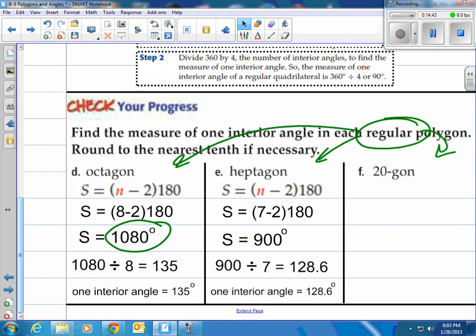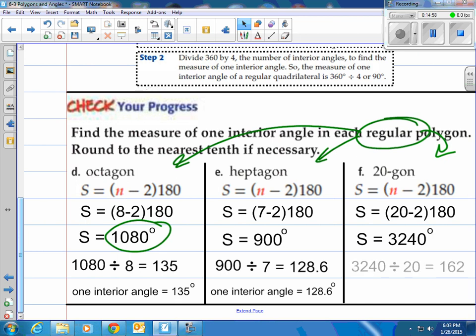All right, how about a 20-gon? 20-sided figure that's regular. Well, first of all, we take the sum. Take 20 minus 2, that's 18. 18 times 180 is 3,240 degrees. Let me get my degree in there. Then we take 3,240 degrees, divide by the number of angles to get one of the angles. And one of the angles is 162 degrees.